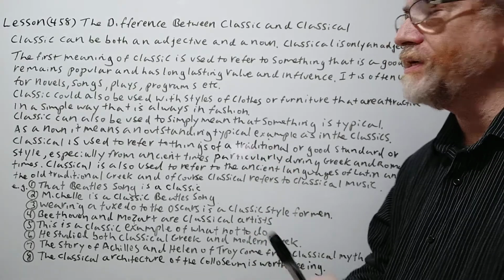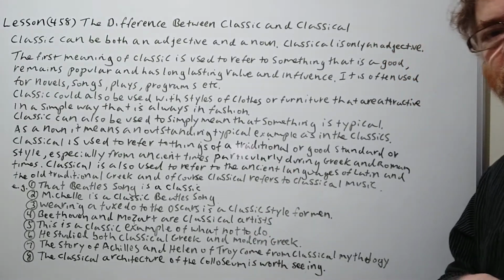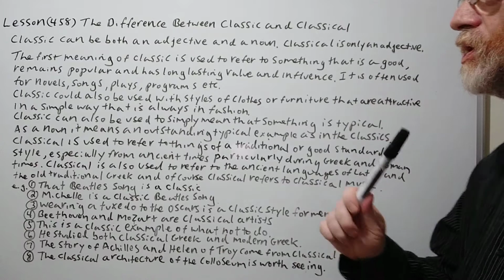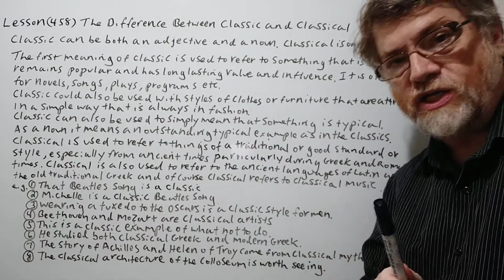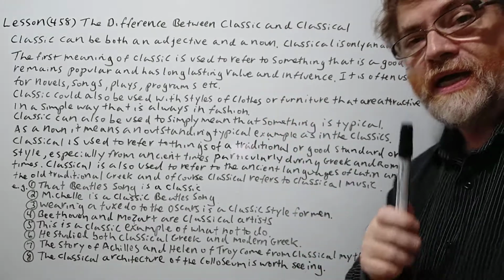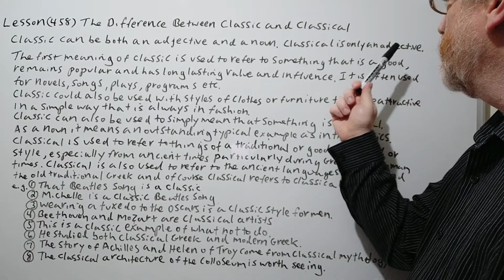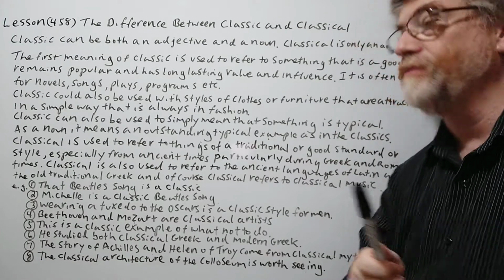Okay, let's take a look at the board here. If someone wants a screenshot, good, let's get right into it. Classic can be both an adjective and a noun. Classical is only an adjective.